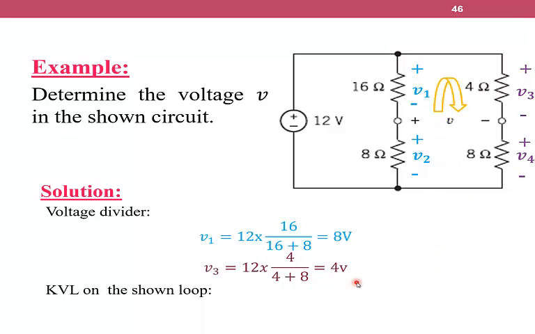Now we are going to apply KVL on the shown loop. So we have minus V1 plus V3 minus V equals 0. If we solve this equation and put V1 as 8 and V3 as 4, we will get V as minus 4 volts.